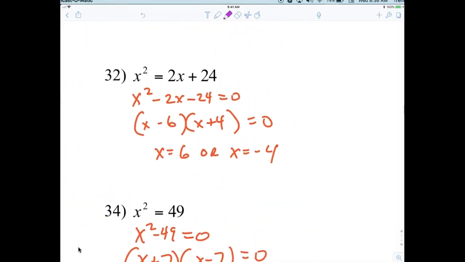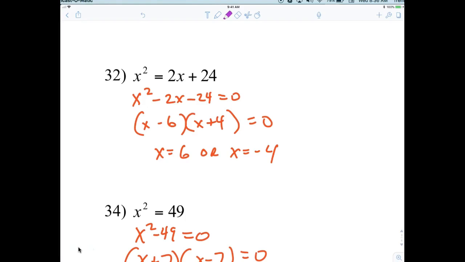It's not equal to 0, right? So I throw the 2x over and throw the 24 over. That's why it becomes x squared minus 2x minus 24. You agree with that, Mary Ellen, or not? Yeah. Can you go from there?